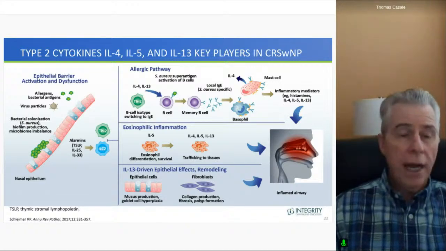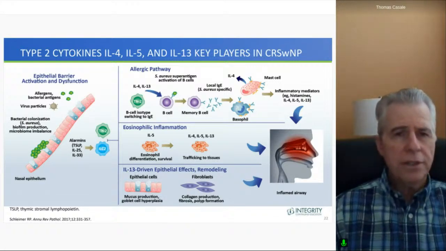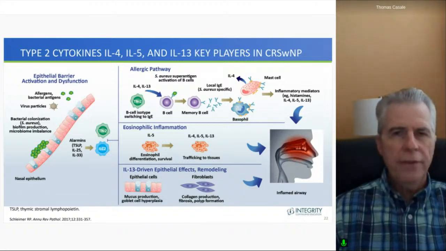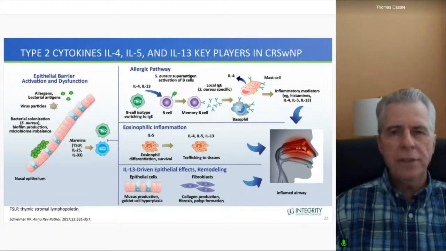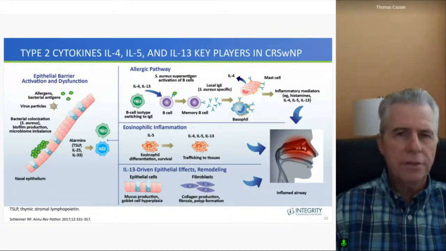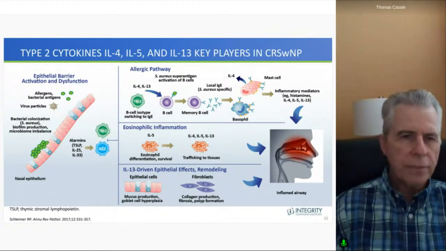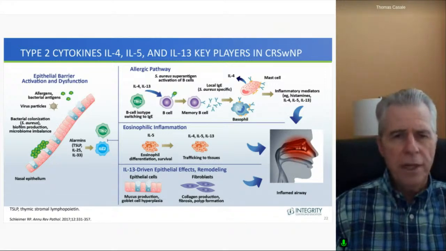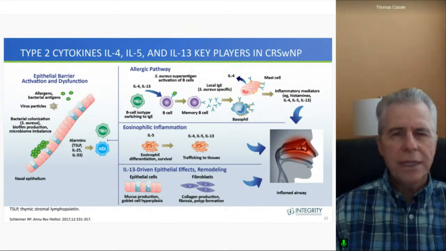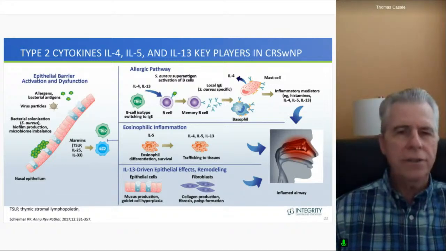So IL-4 and IL-13 cause B cells to switch from making IgM to IgE, and eventually that IgE arms a basophil or mast cell so that if you inhale an allergen, for example, you cause mediator release. They produce IL-5. And IL-5 is important for the differentiation and survival of eosinophils and also the chemoattractant for that particular cell to get into the tissues.